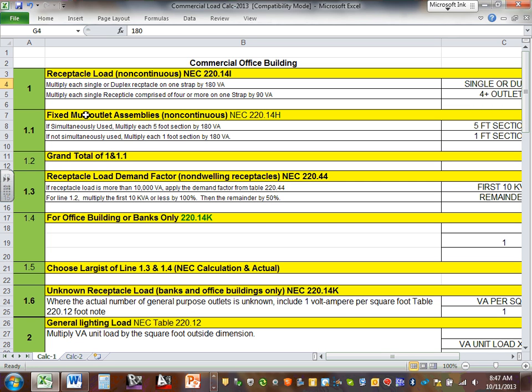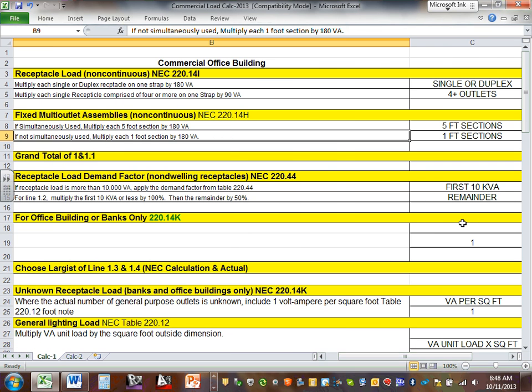1.1 is fixed multi-outlet assembly, non-continuous. 220.14(H), guys, it will tell you, for every 5 feet, if it's not simultaneously used, you take 180. If it's simultaneously used, you take it for 100, for every 1 foot. For 1 foot, you take 180. You guys see that? Everybody can see that?